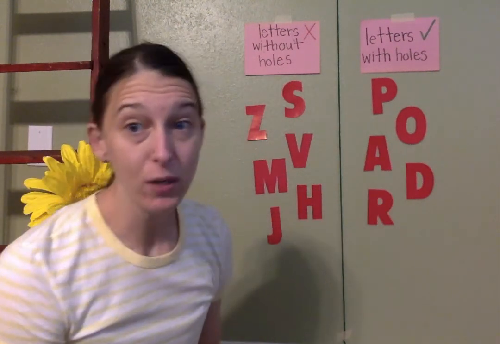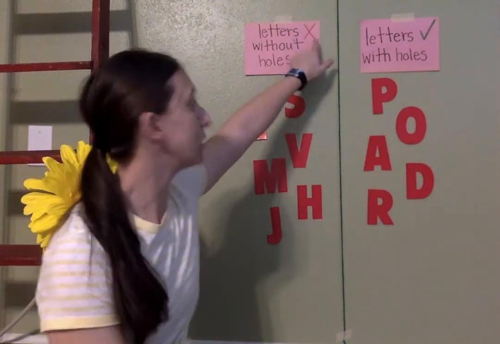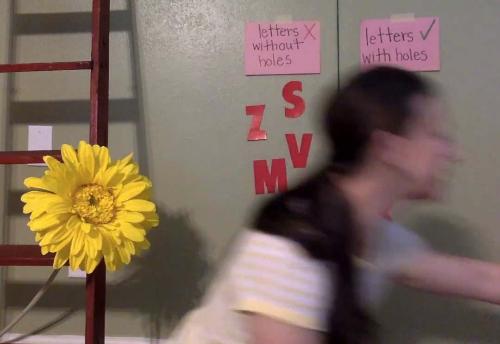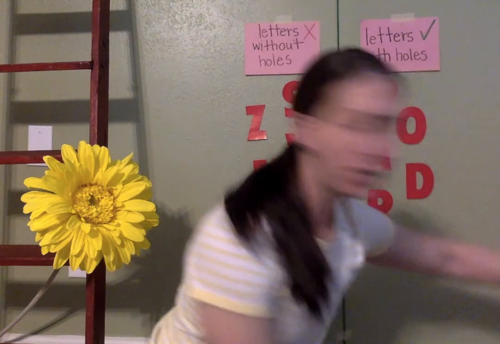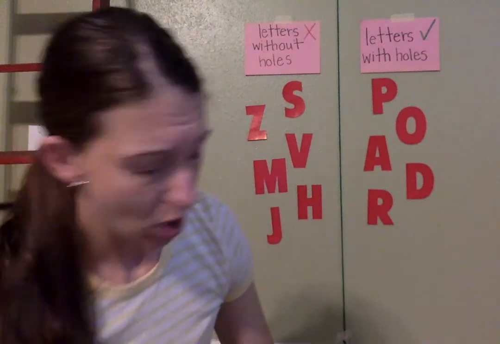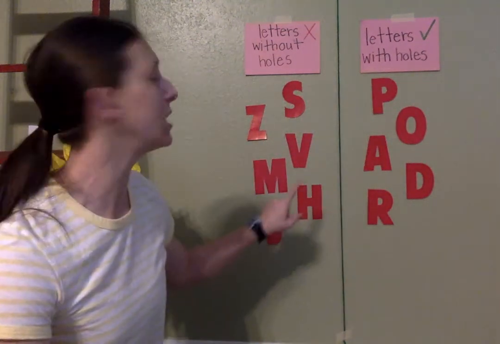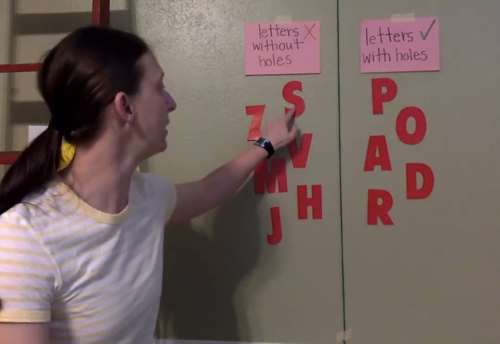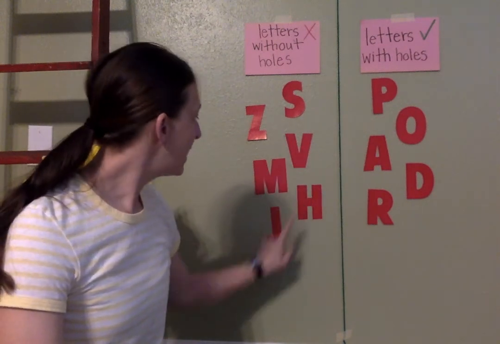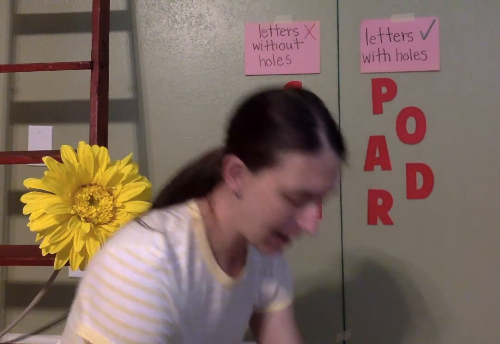All right, we have sorted all the letters that I have today into two groups. Letters without holes and letters with holes. Now, let's count and see which letters had the most, the letters with holes or the letters with no holes. All right, let's start with the letters without holes. Can you help me count them? 1, 2, 3, 4, 5, 6. We have 6 letters that do not have a hole.